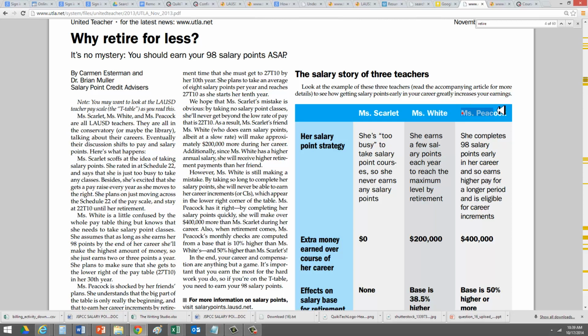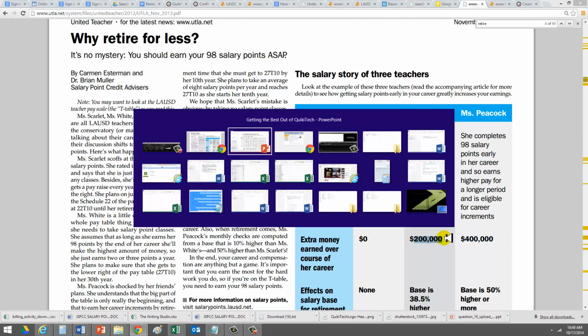But Miss Peacock, she basically is the person we all want to be like. And it's incredible. I want you to read this article. I'll show you the URL. But she makes $400,000. You're reading those numbers right. $400,000 more than Miss Scarlett and $200,000 more than Miss White because she plans.